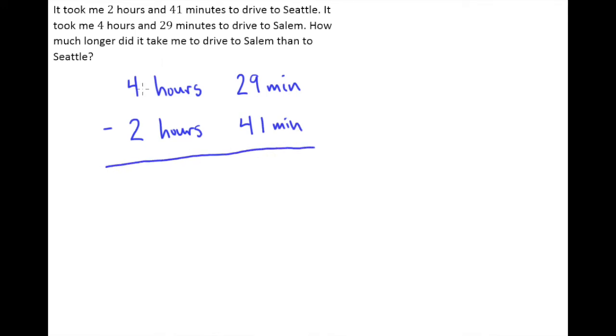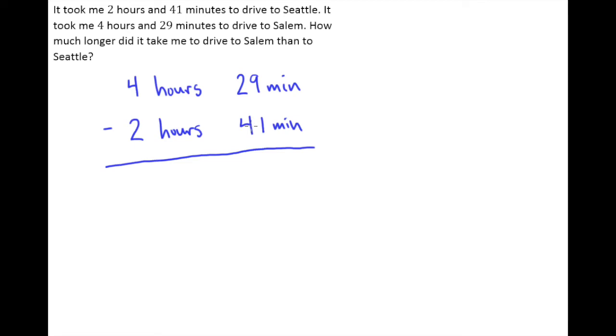Now, since this amount of time, 4 hours, 29 minutes, is definitely larger than this amount of time, 2 hours, 41 minutes, we should definitely be able to do the subtraction. However, when we go over to subtract the minutes, we realize that we don't have enough minutes up here, right? We need this number to be larger than this number.